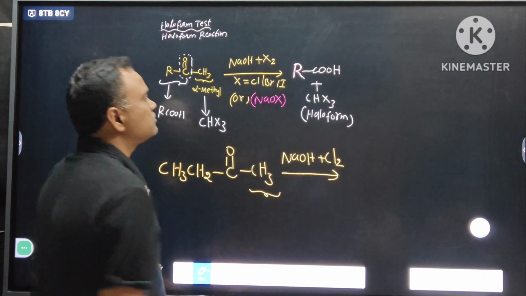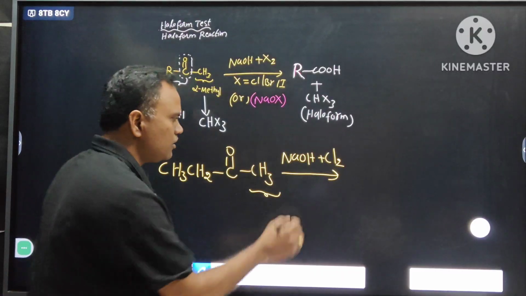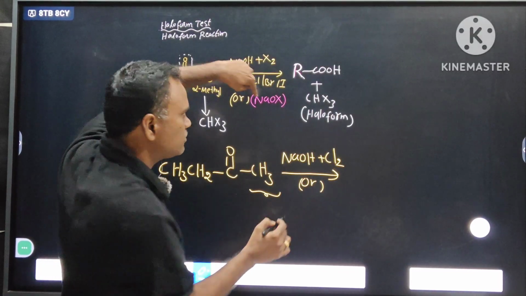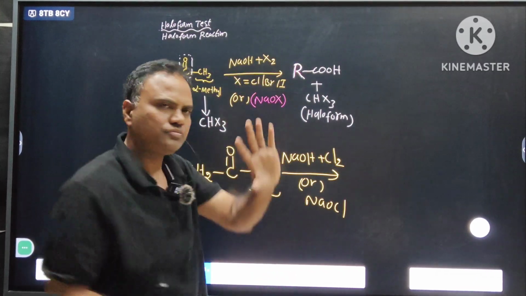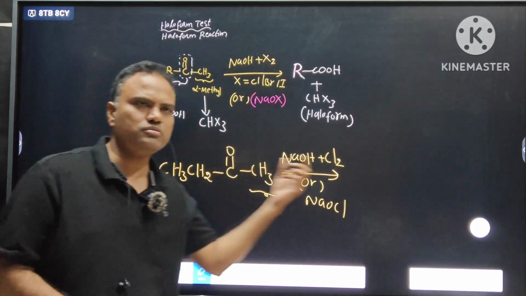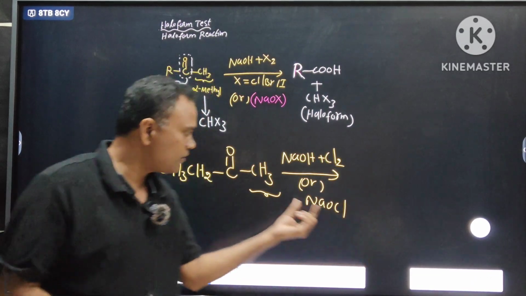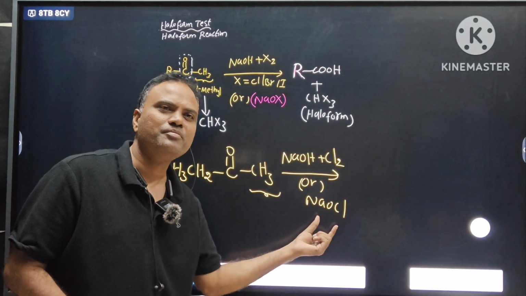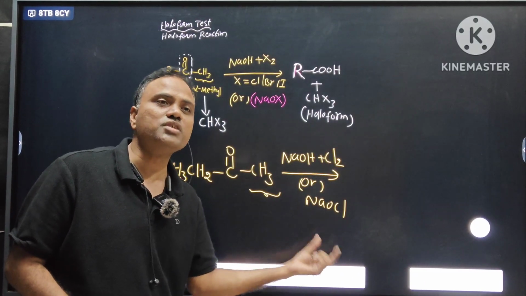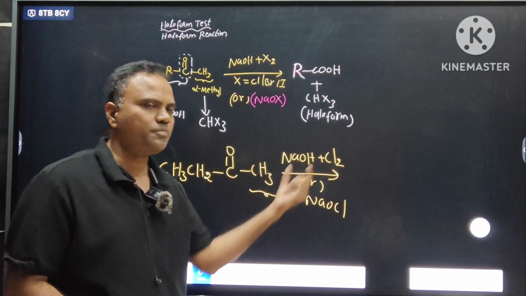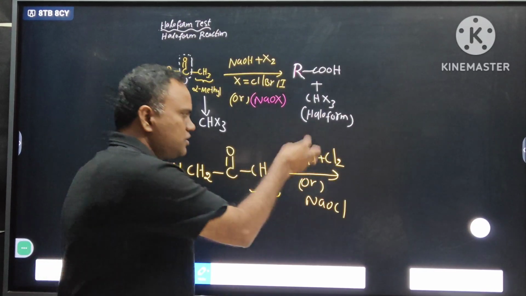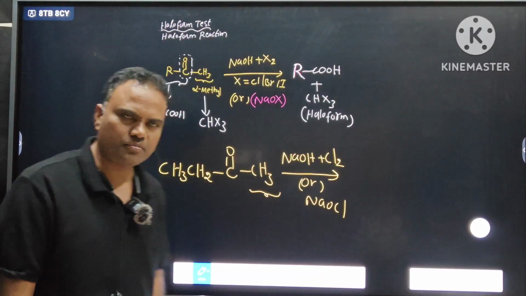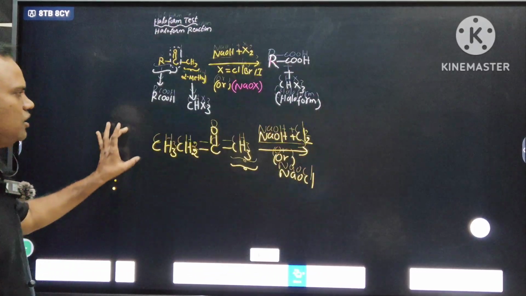Can I take this as Cl2 in place of X? Everyone prepares how to write the product shortcut, but they neglect this part. NaOCl means NaOH plus Cl2. When these two combine, this is formed. Okay. This representation, both are same. Right. Writing the product. How to write the product?